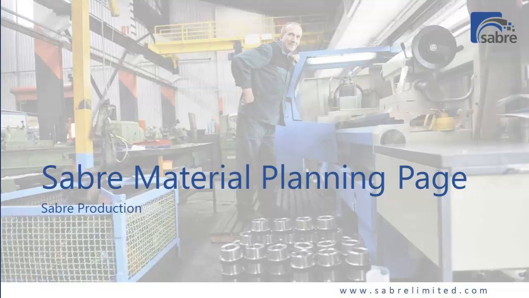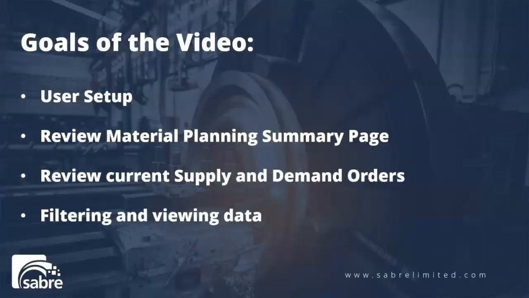So in this video, we're going to review the Sabre Production Material Planning page overview. Our goals of the video are to understand the user setup required to view the material planning page. We're going to talk about the summary page and an overview snapshot of your items and some of the replenishment and planning parameters. We're going to dive into how we can look at current supply and demand that may be associated with the specific item.